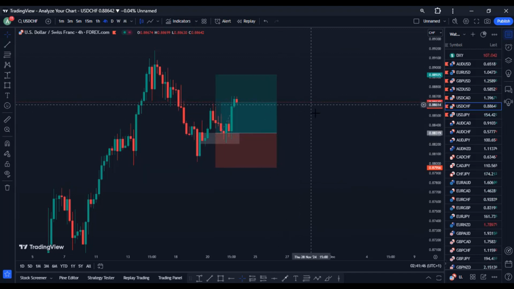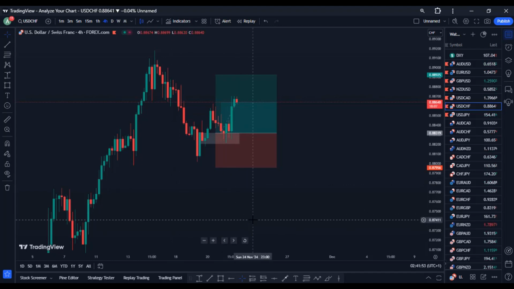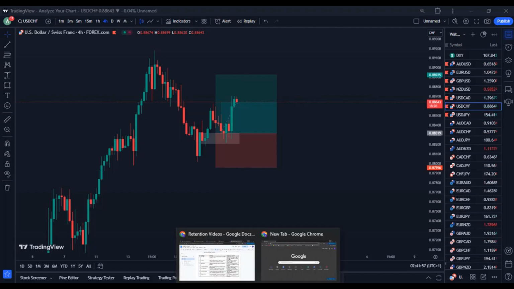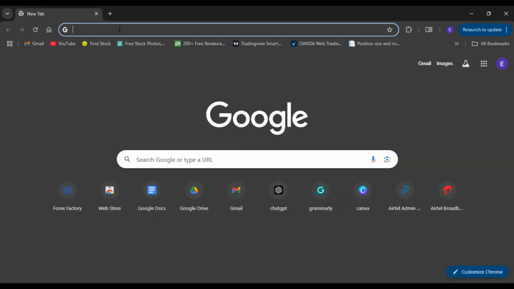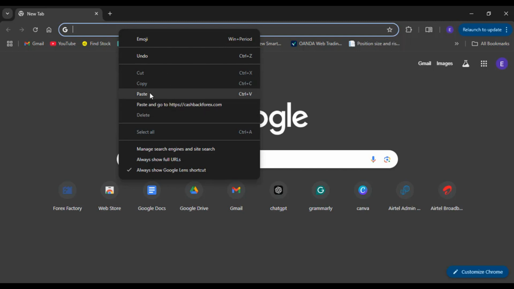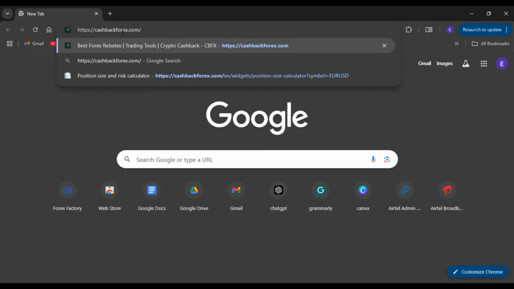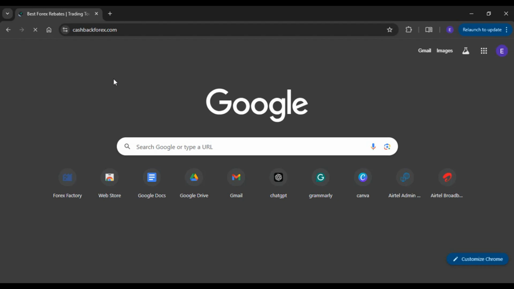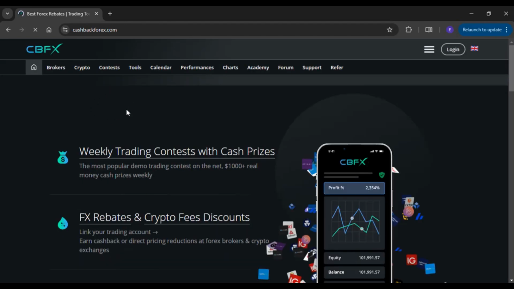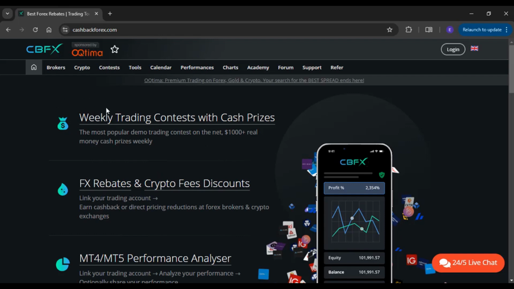Now to calculate this lot size, you can use lot size calculators. You can find them by searching on Google, or you can go to this website that I'll be showing you in this video. Now what you just need to do is go to your browser and type in this website. So just go to cashbackforex.com. Now just click enter and let that load up. So once the website loads up, it brings you to this home page.